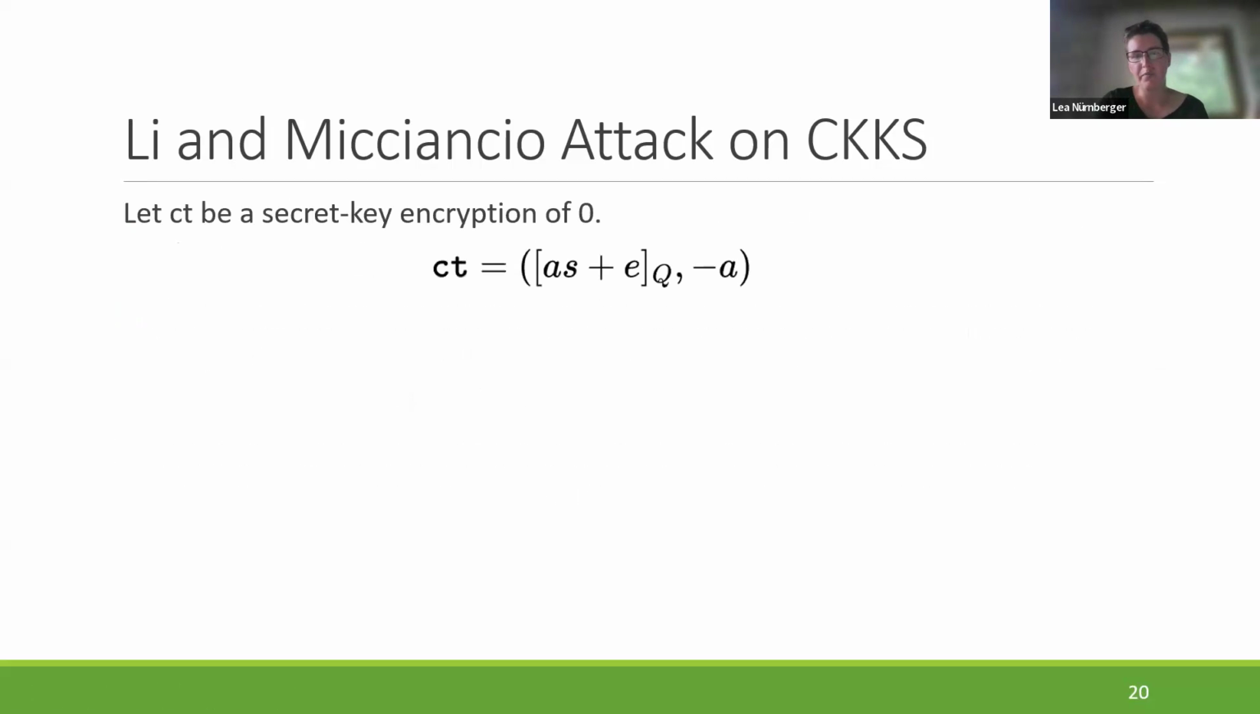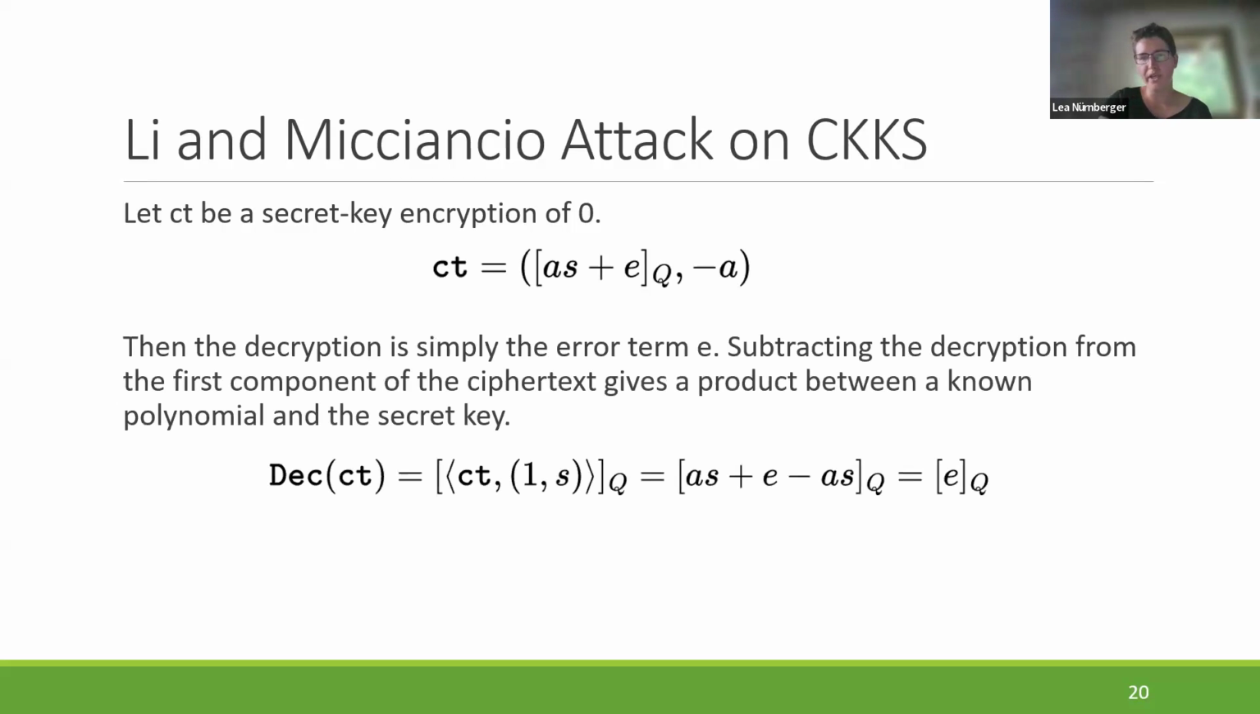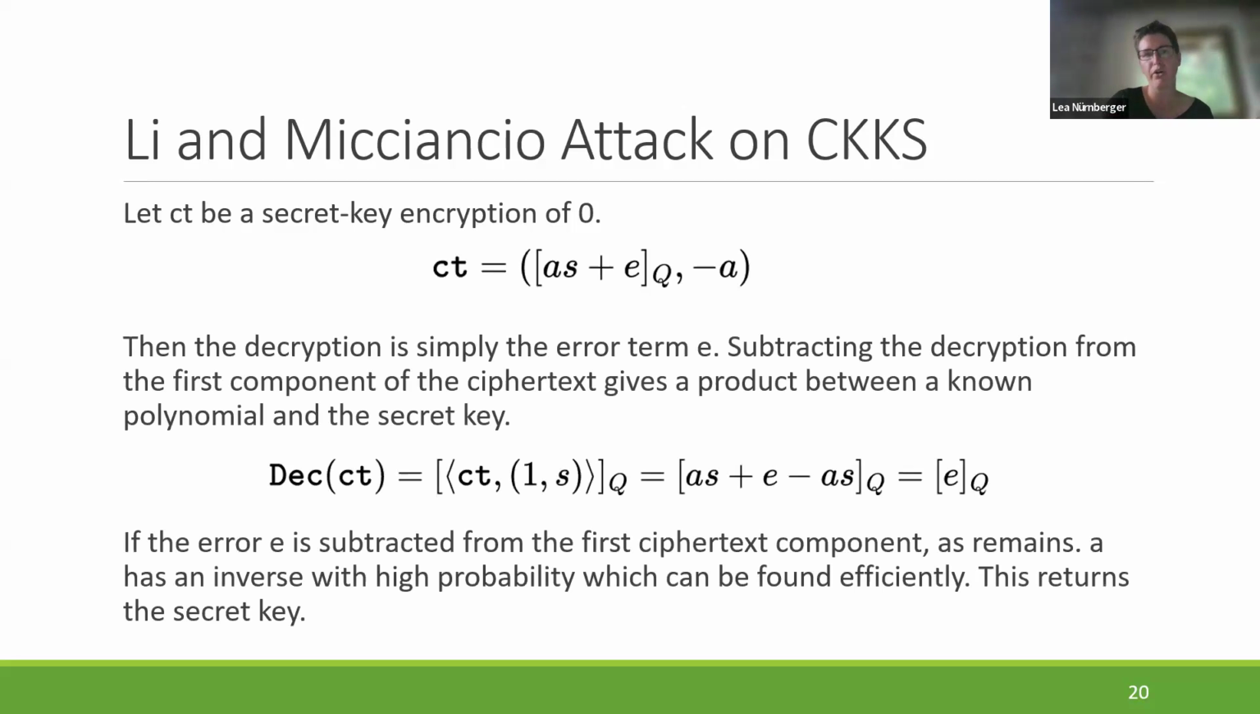Now we recall if we have a secret key encryption of 0, then our ciphertext looks like this. So we just have the public element times the secret element plus the noise. And the second component is just minus the public element. And now we can see if we decrypt this encryption of 0, the decryption is just going to return to us the noise. So if now from the first component of the ciphertext, which is public, which is A times S plus E, we subtract the decryption of that same ciphertext, which is just E, we'll just be left with A times S.